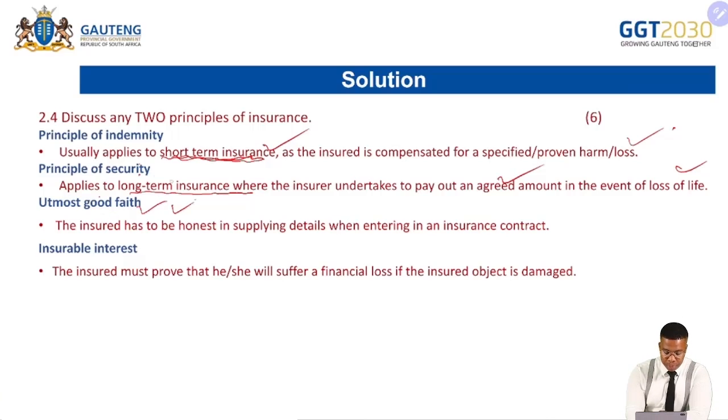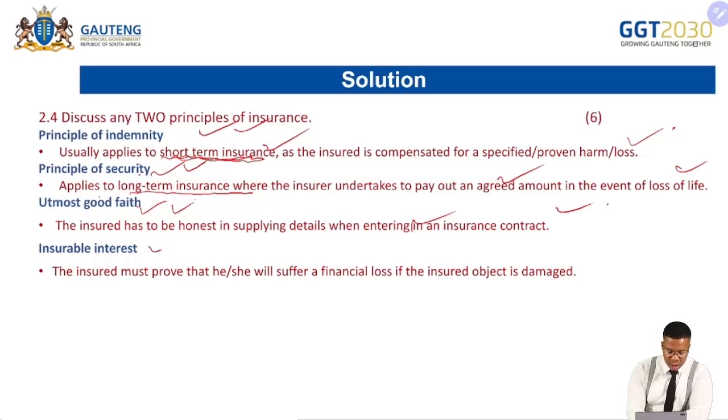And then utmost good faith: the insured has to be honest when supplying details and when entering into an insurance contract about where you stay. You cannot lie. You can't say, I'm staying in a certain place, when you know that you are going to buy a brand new car and then you'll be staying in Tembisa. And then when you are claiming, or when you are entering into an insurance contract, you claim that you stay in Sandton. You claim that you stay in a gated estate where there's security 24 hours, while you know very well that your car will be parked on a pavement or in a yard with no locked gate. So you should specify such information so that it shows that you are complying with the principle of utmost good faith, being honest when you are entering into an insurance contract.